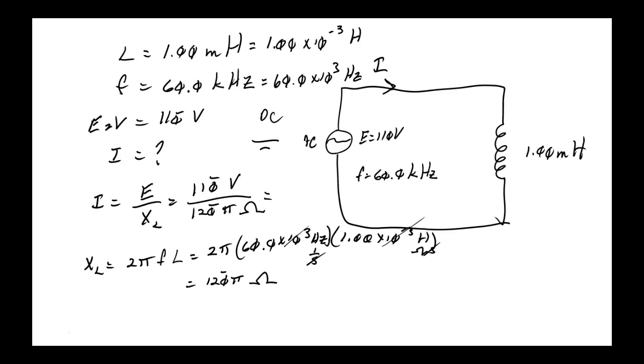110 divided by 120 and then divide again by pi. Or you can put 110 divided by open parentheses 120 times pi, close parentheses, that works too. I like to just do 110 divided by 120, then divide that answer by pi. What do you get?